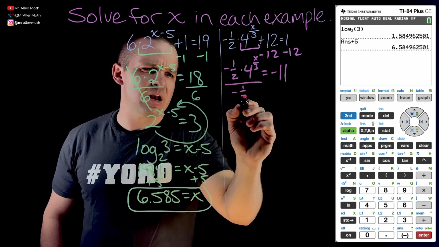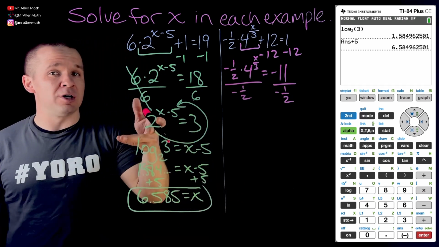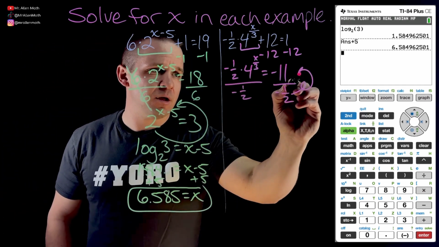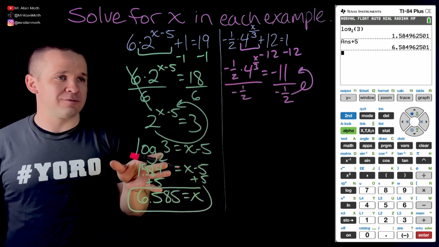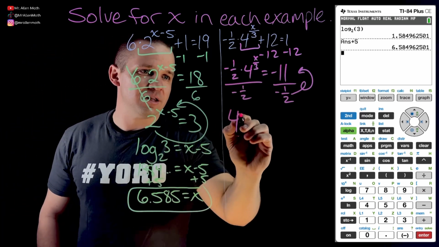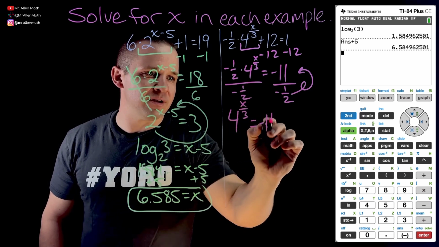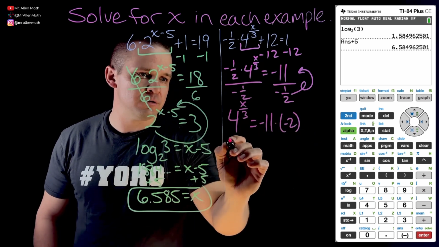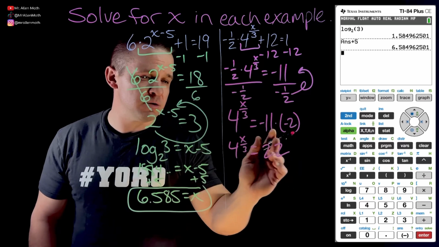Dividing by negative 1/2. Anyone remember what that's equivalent to? Well, it's the same as multiplying by the reciprocal. And this right here is a very official math form. That means multiply by the reciprocal. I got to shout out Miss Price for that one. That's her move right there. That means we're going to do negative 11 times negative 2 over 1, or just negative 2. So we get 4 to the x over 3 equals 22.